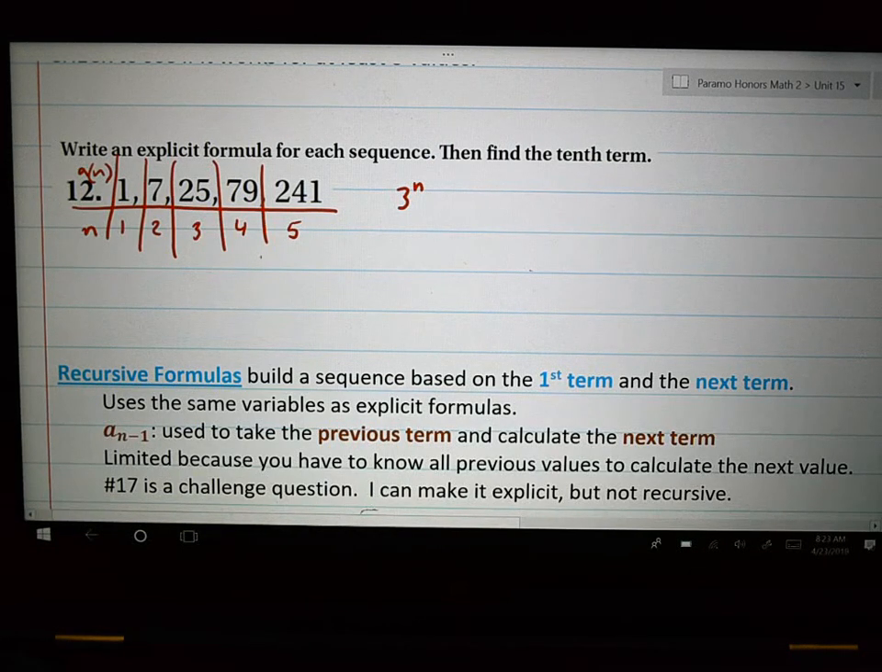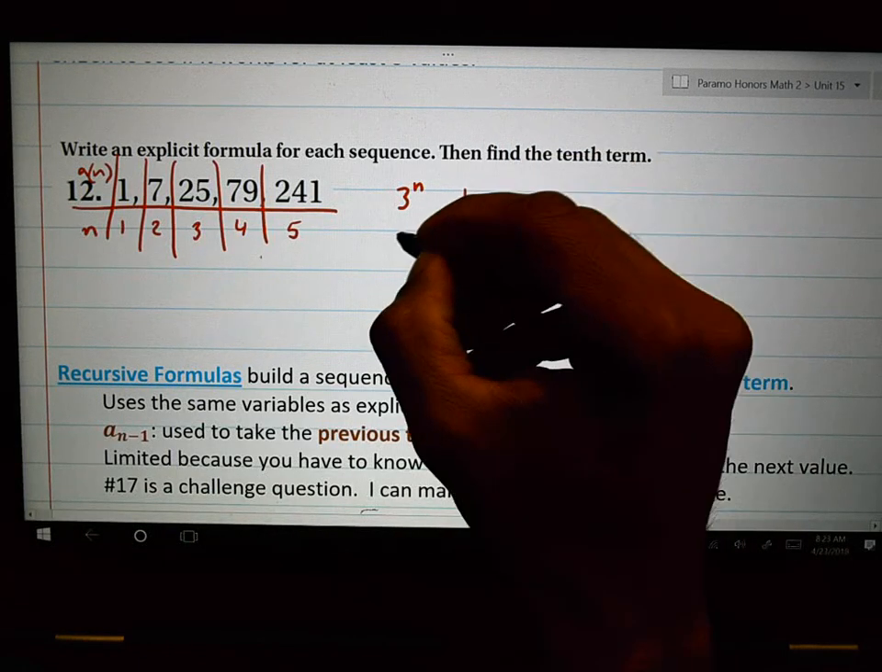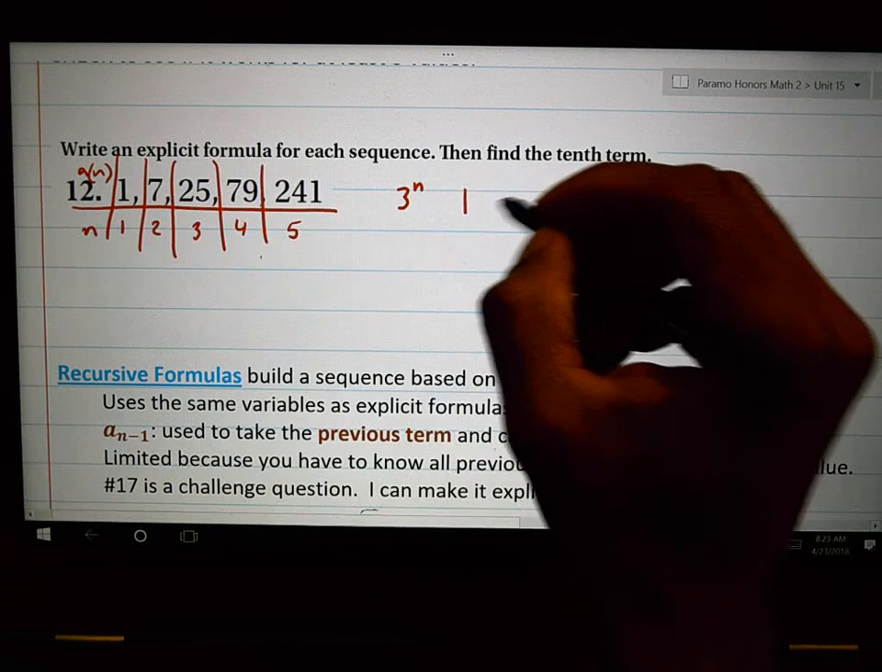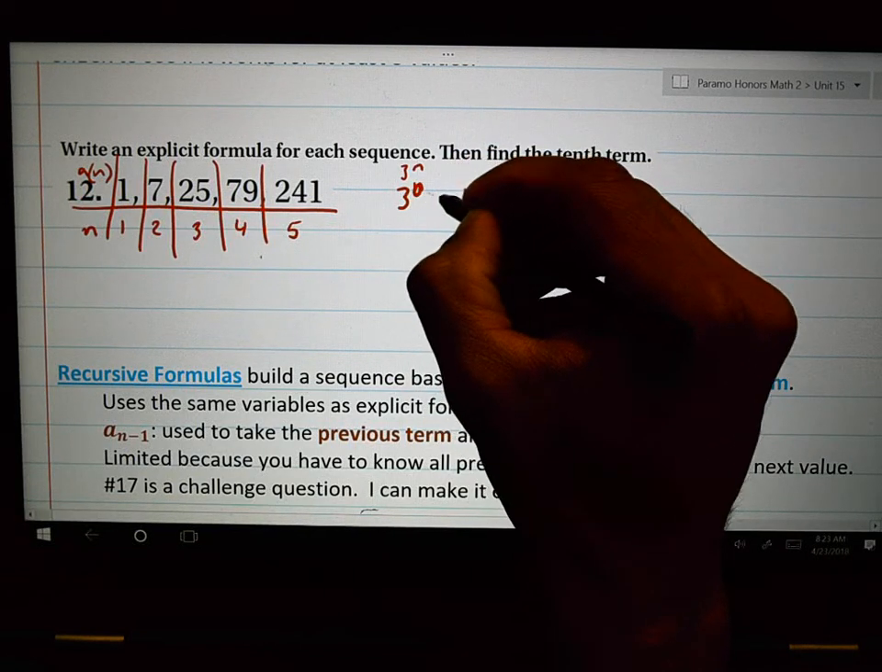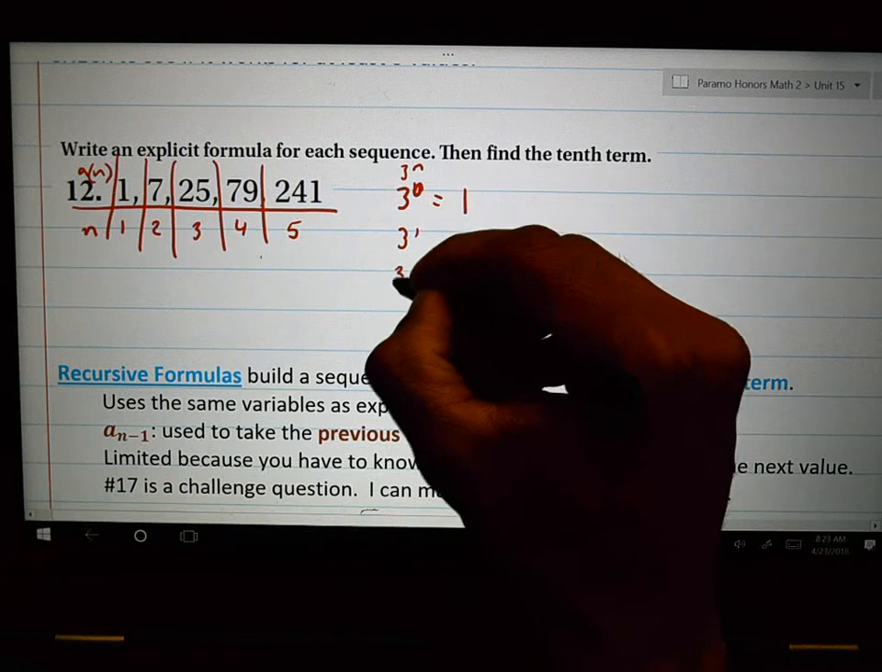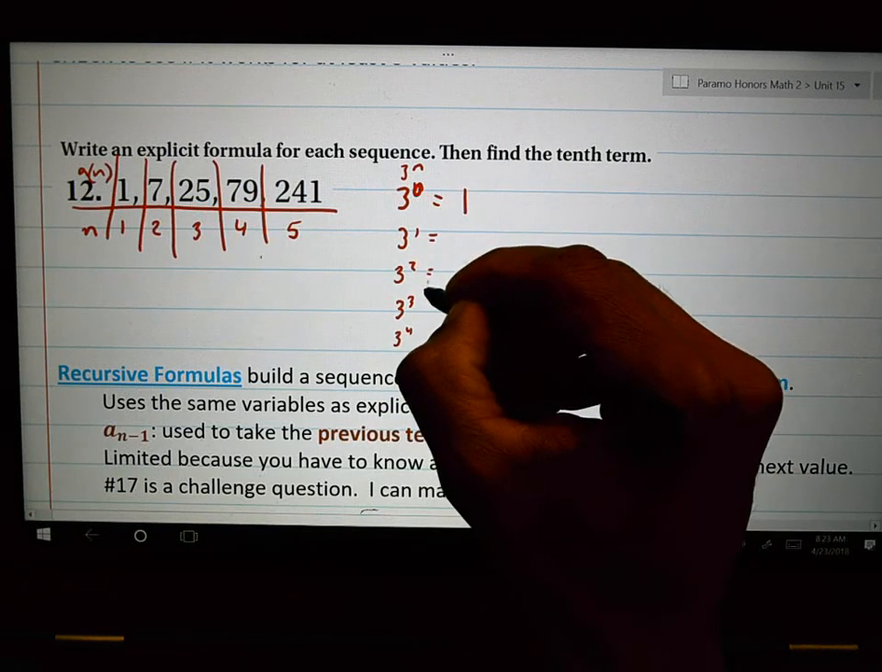3 to the nth power. And the reason why I started thinking of 3 to the nth power was because 3 to the 0 is 1. Let me write this down as a pattern, okay? Let me write 3 to the nth right there. 3 to the 0, 3 to the 1, 3 to the 2, 3 to the 3, 3 to the 4. Let's just write down what these look like so you can see.